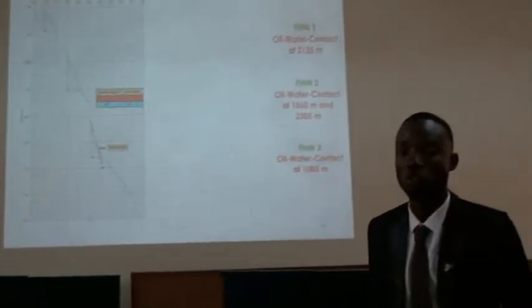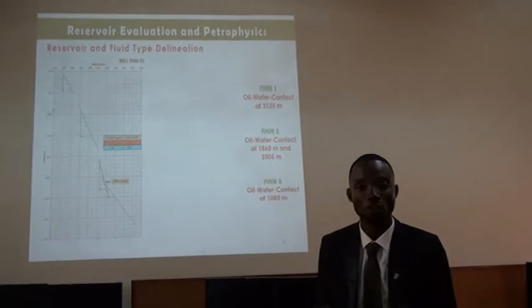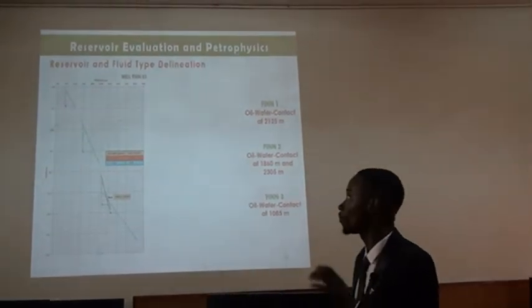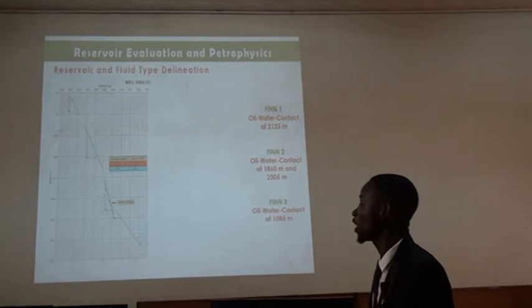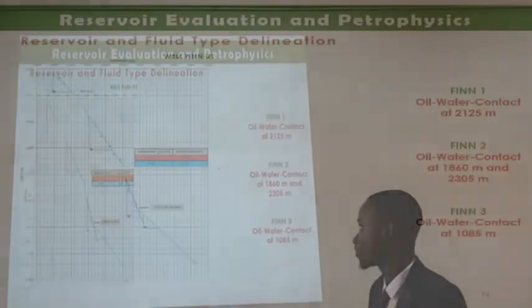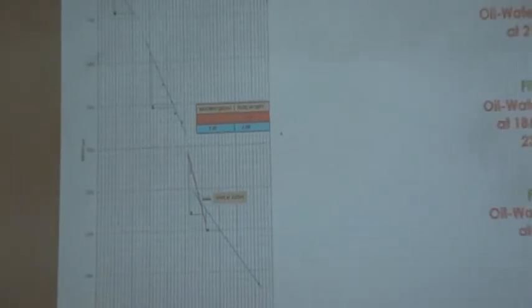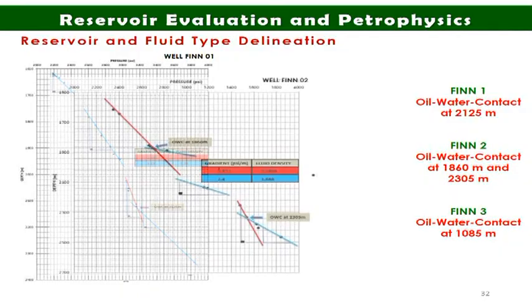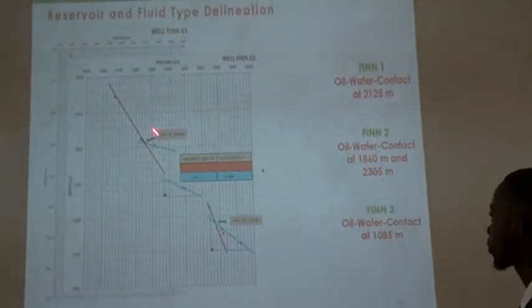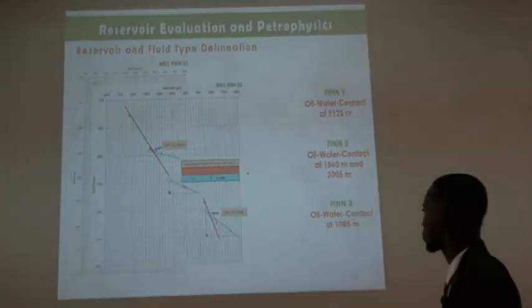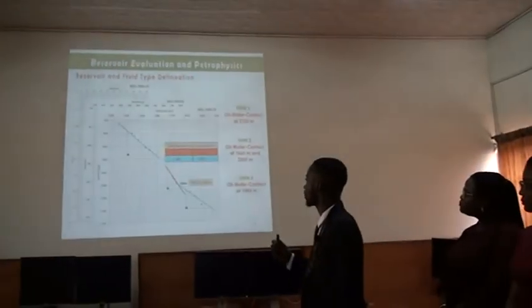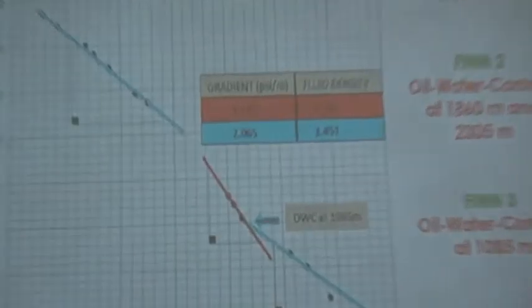Also, these various reservoirs were evaluated by means of a pressure plot. A pressure plot means the plot of formation pressure as against depth in order to discriminate fluids at different depths. Here we now have an OWC at plus 2,000 meters for the Fin 1. We did this for just 3 wells, the Fin 1, the Fin 2, and the Fin 3. For the Fin 1, we have an OWC at plus 2,000 meters. For the Fin 2, we have OWCs at 2 different depths, plus 1,800 meters and plus 2,300 meters, and also for the Fin 3 we have an OWC at plus 1,000 meters.